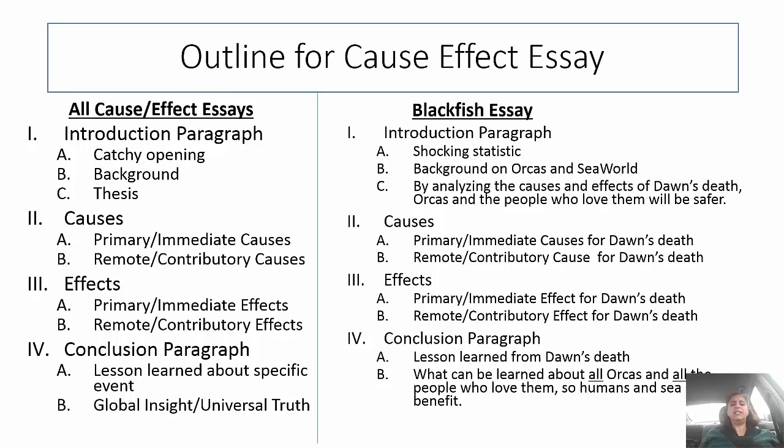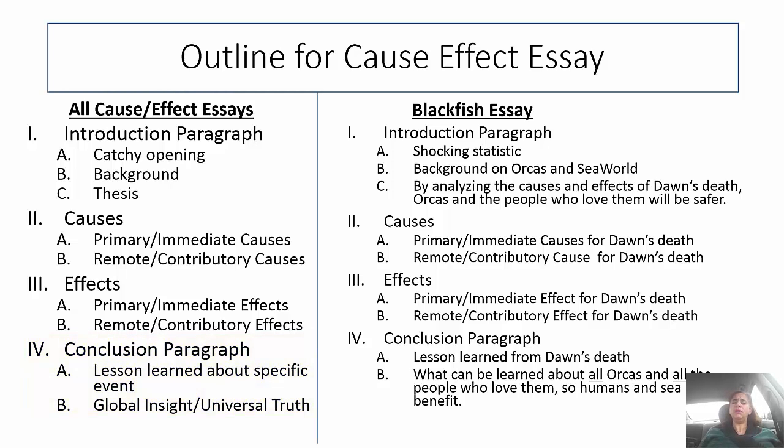A typical outline for a cause-effect essay includes an introduction paragraph that has your catchy opening, background on the topic, and your thesis statement. Then there would be a paragraph on all the causes, whether the causes are primary or immediate, remote, or contributory. Next would be a paragraph on the effects. Once again, specifically identifying them as primary or immediate, remote, and contributory. Finally is the conclusion paragraph. This is one of the most important parts of the essay because that is where you demonstrate your critical thinking. What lessons are learned by this specific event, and what is a global insight, a universal truth.